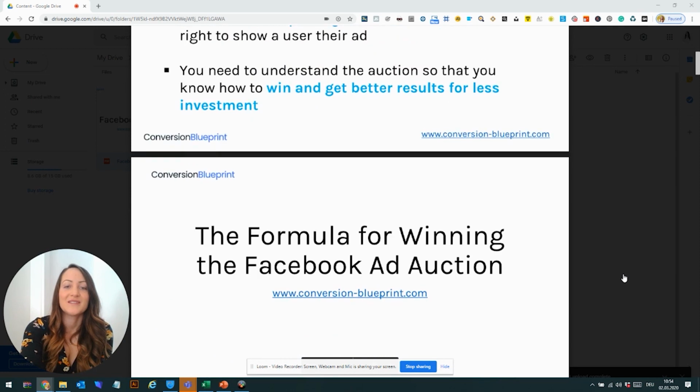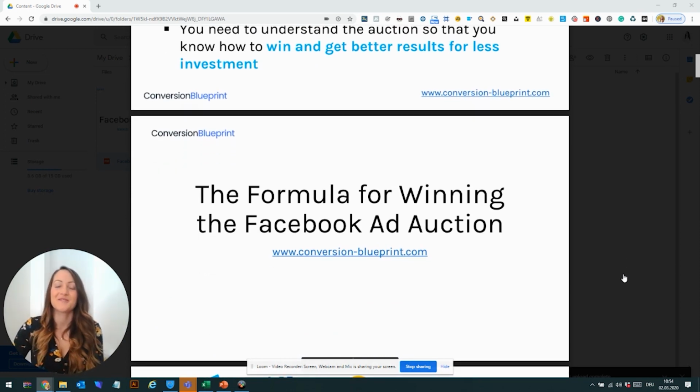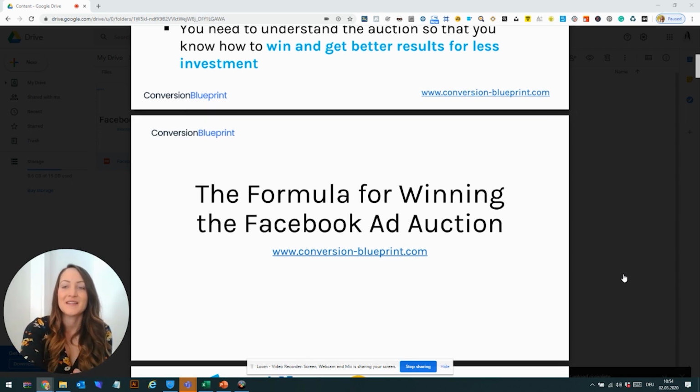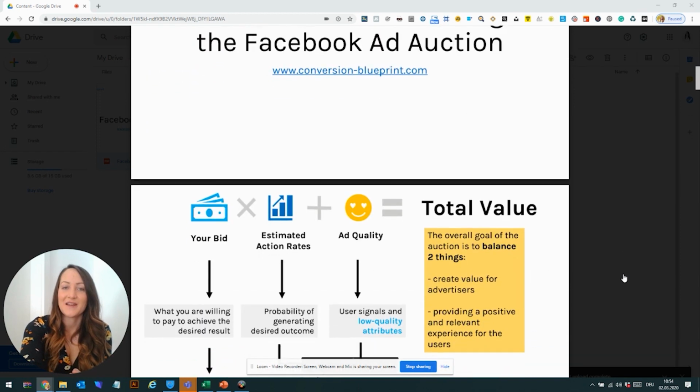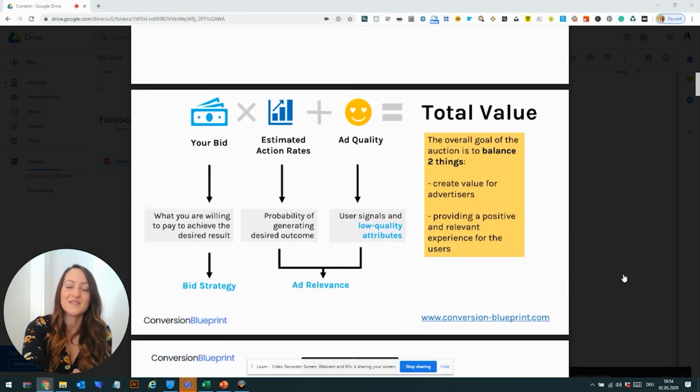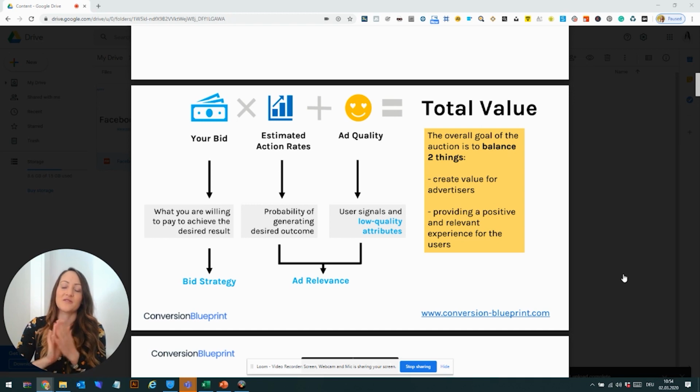So what is the winning formula for the Facebook ad auction? And by the way, guys, this is not something I'm making up. This information is directly from Facebook, and it's also something we experience on a daily basis within our agency and for our ads. So it's definitely true that Facebook uses this formula to determine the total value.